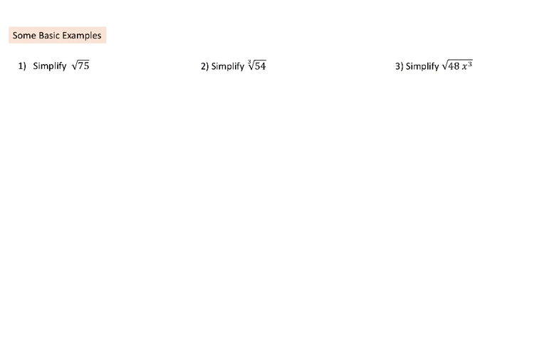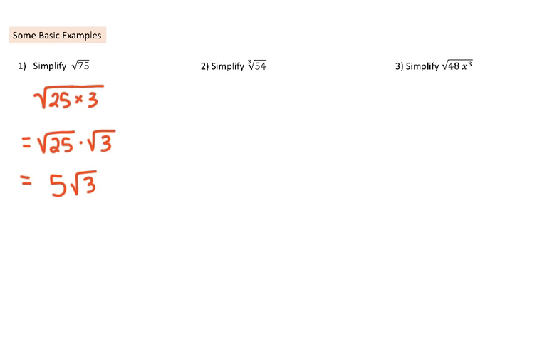So first of all, simplifying the square root of 75. I want to break this up into things that simplify better. So what I want to first do is think 75 can be written as just 25 times 3. That could just be the square root of 25 times the square root of 3. That's the product property. And the square root of 25 simplifies. It's just 5 square roots of 3.